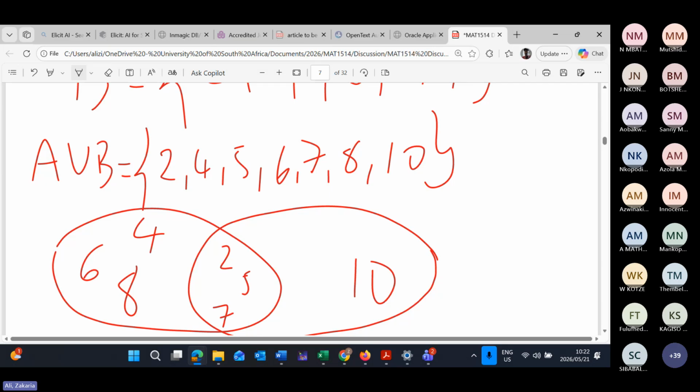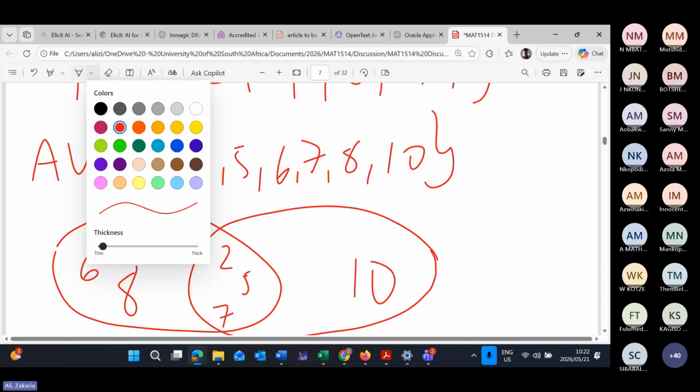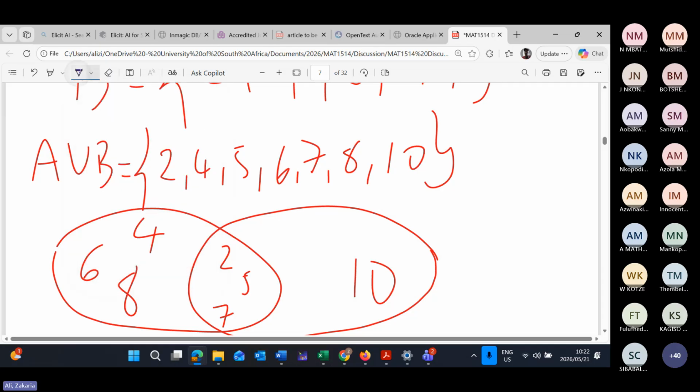So you see all of it now becomes the union. You can see that 2 is only written once. 5 is written once. 7 is written once. And the remaining ones that are just one, we just wrote them. Now the question is, where is the intersection? I'm going to take this.